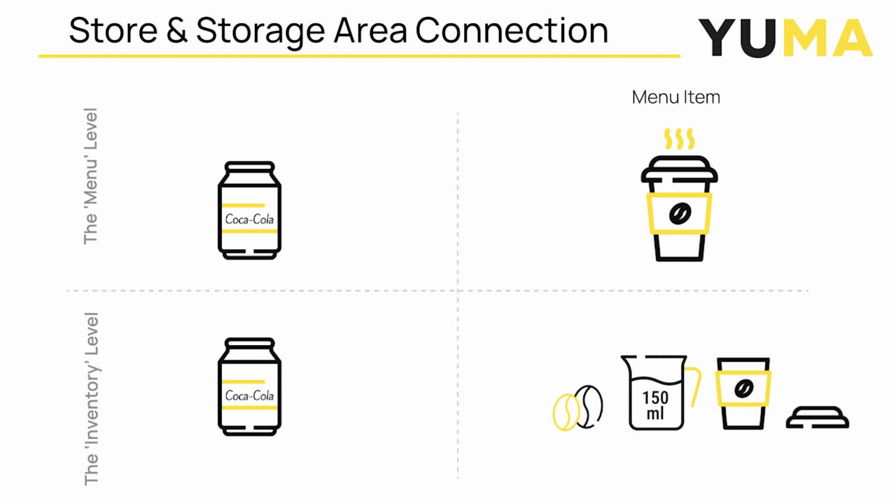What really matters is how storage areas connect to your day-to-day sales. When you sell a menu item, YUMA automatically deducts the ingredients used in its recipe from the assigned storage area. The same applies to retail items. Once they're sold, the system reduces the corresponding stock. This is what keeps your inventory accurate in real time without needing to manually update quantities after every shift.